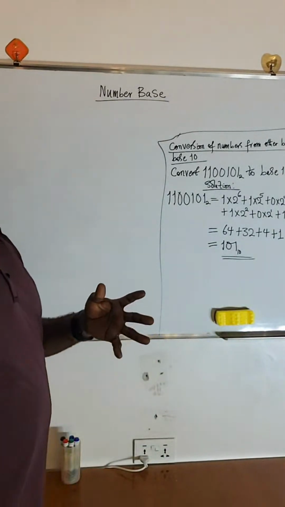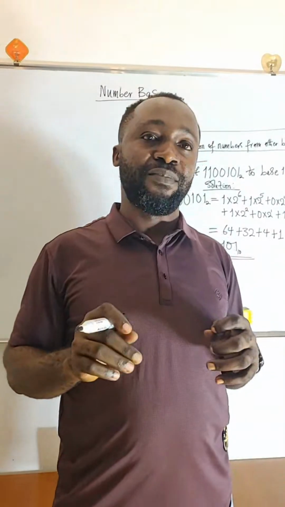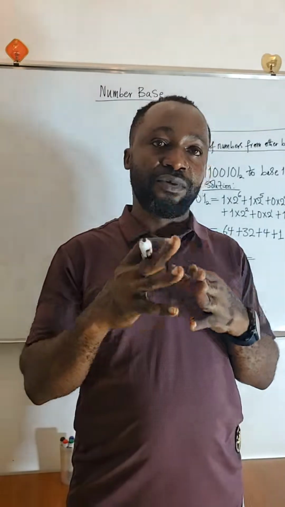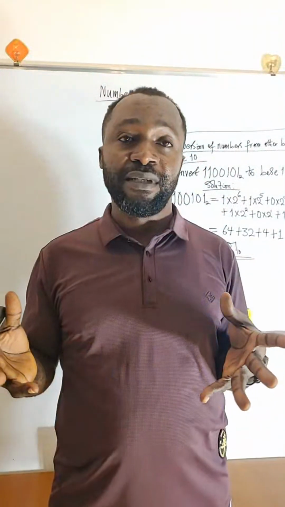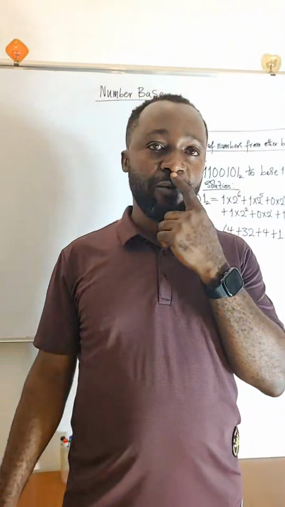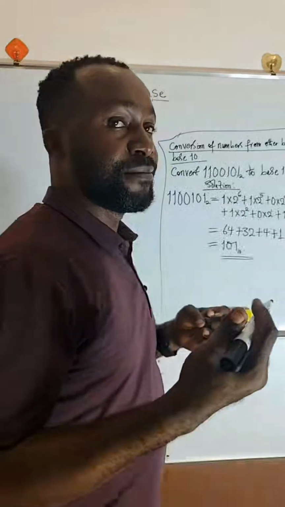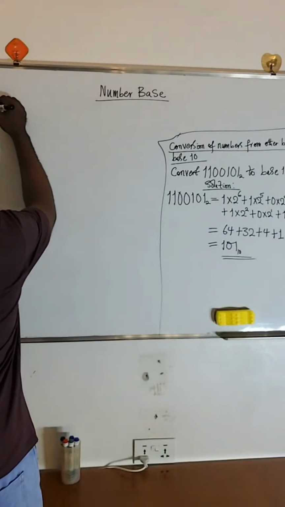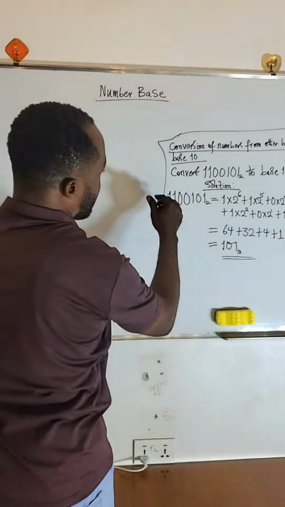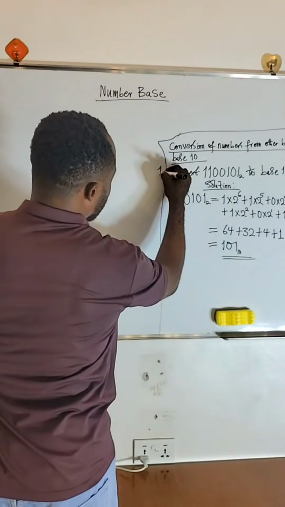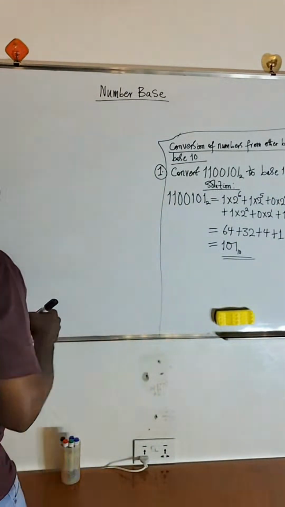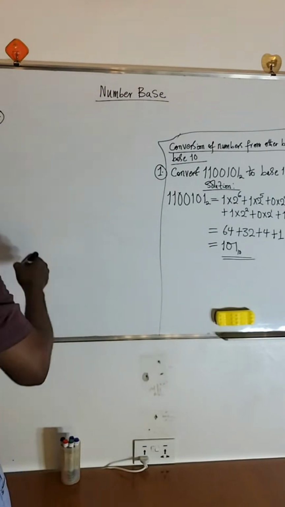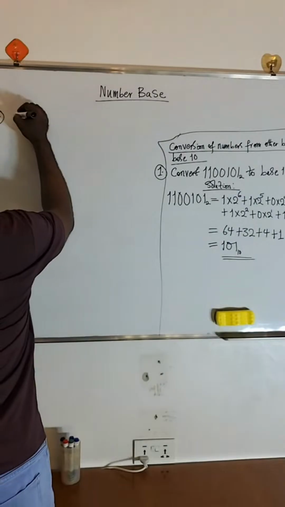Okay, let's try another example. I think we can do 2 to 3 examples. Is that right? Okay, let's pick one other example. We can try this. We can say convert. Okay, this was number 1. That was example 1. Let's do example 2.